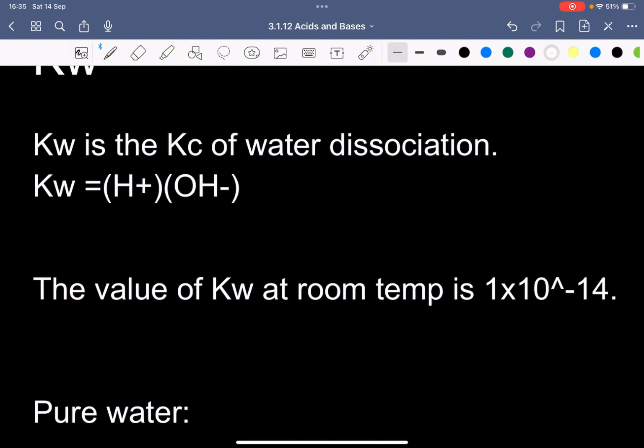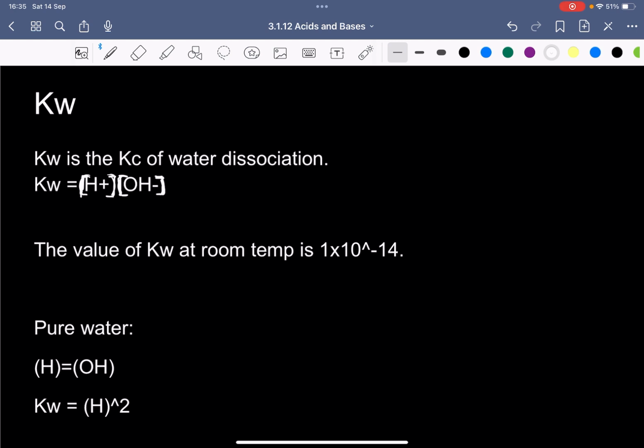Remember to write this in square brackets. The value of Kw at room temperature is 1 times 10 to the minus 14. Probably going to get used to seeing this value a lot.